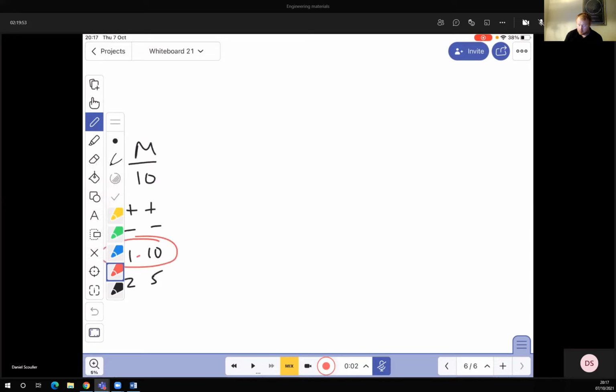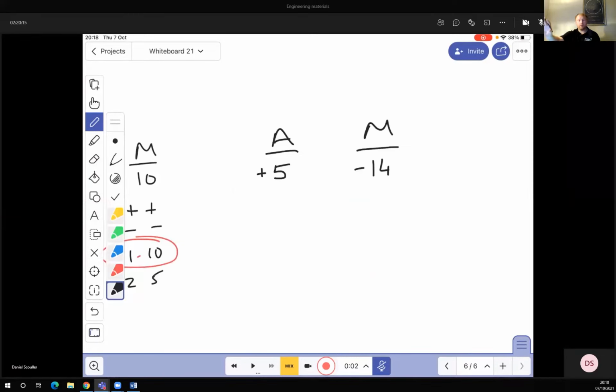Then let's throw a wee spanner in the works. We want to add together to make positive 5. We want to multiply together to make negative 14. Okay, if you're more comfortable, you could put a wee positive in front of it just to make sure you can visually see it. Okay, there's nothing stopping you doing that. So positive 5, multiply together to make negative 14.